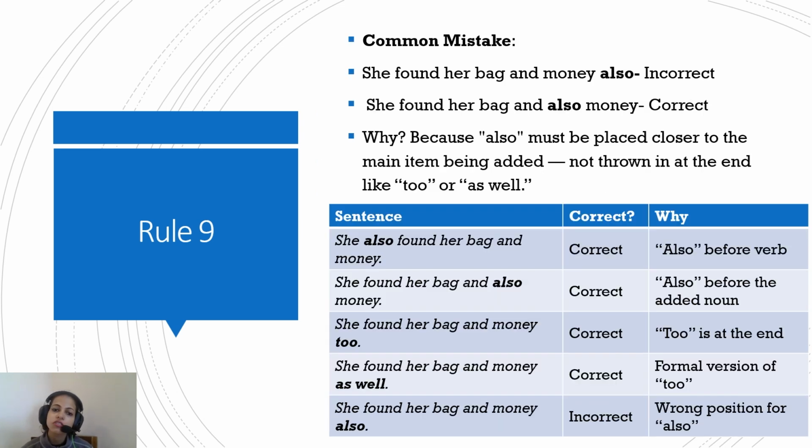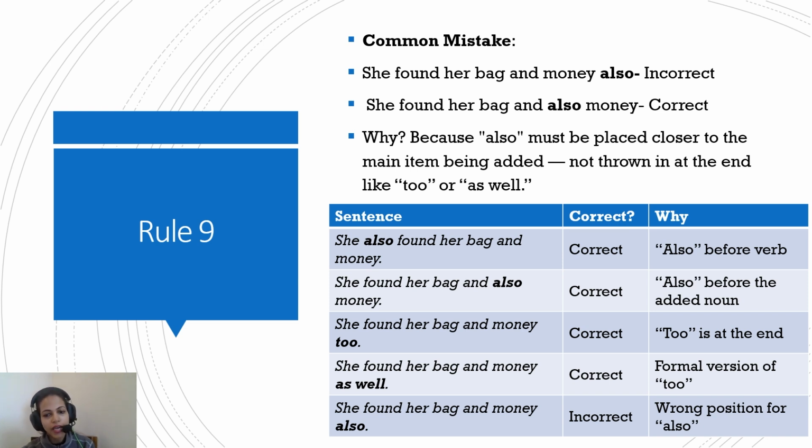Now, the common mistake is: she found her bag and money also. Like I said, also cannot be used at the end. Also has to be used before the main verb or the noun. She found her bag and also money. So, also before the noun money. Why? Because also must be placed closer to the main item that is being added, not thrown in the end like too or as well.